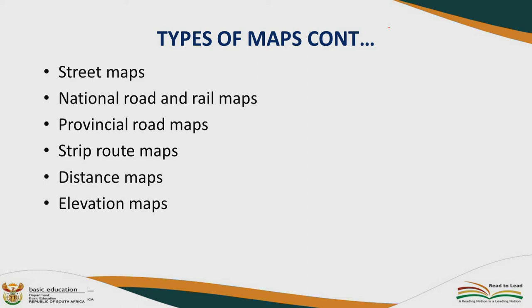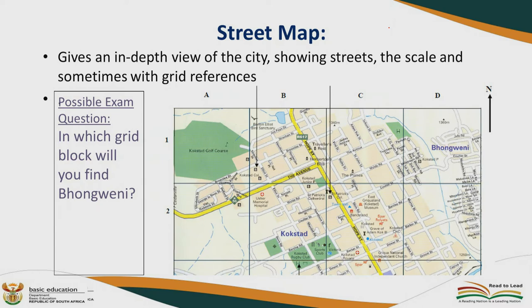Now, the types of maps that we are going to work with are the street map, the national road map, the provincial road maps, the strip route map, the distance map, and lastly, the elevation map. The first map, the street map, gives an in-depth view of the city. It shows the streets, the scale, and sometimes the grid reference. The example that we have today is an example of a street map. It is a street map because it shows the different streets in a certain town. And this special type of map also has grid references.